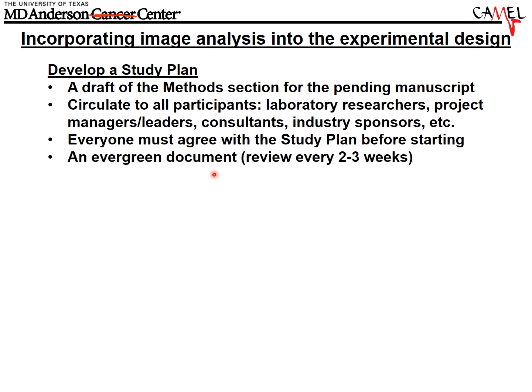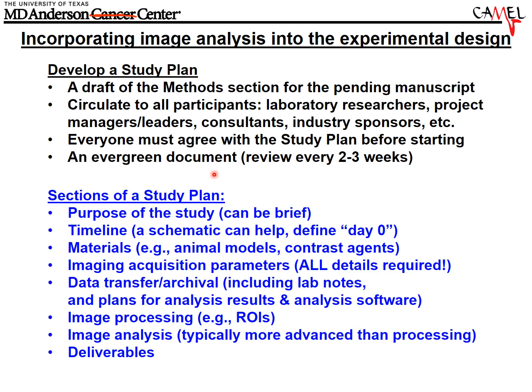So any project that involves more than one person really should have a study plan, in my opinion. So again, the sections of a typical study plan are to have a purpose, which could be brief, a timeline, very important to define exactly what day zero is in your timeline. I've seen some misunderstandings there. A section about materials, and then image acquisition parameters.